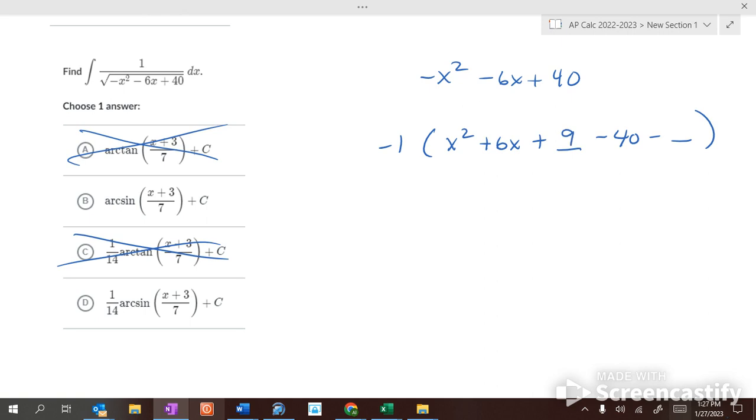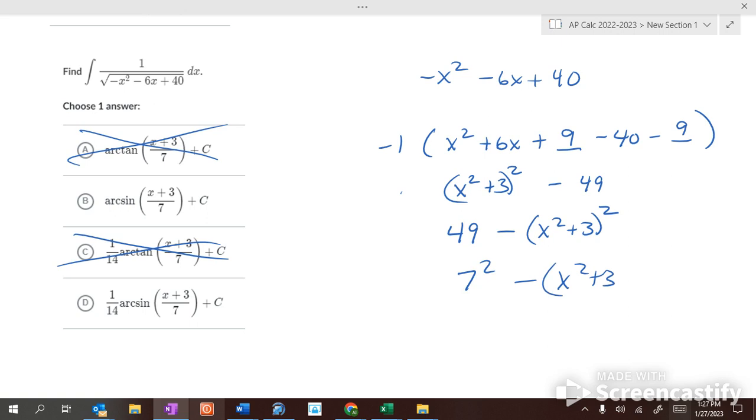Because half of this squared is 9 and 9. So it's x plus 3 quantity squared minus 49. But if we put the negative 1 through it, it's 49 minus x plus 3 quantity squared, which is 7 squared minus x plus 3 quantity squared. So this is u and this is a.